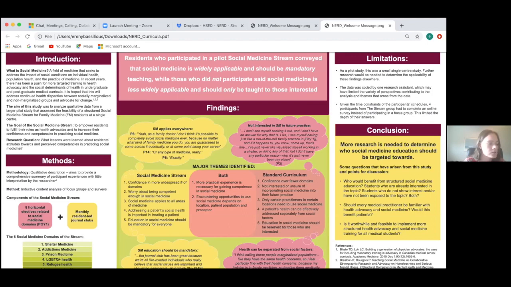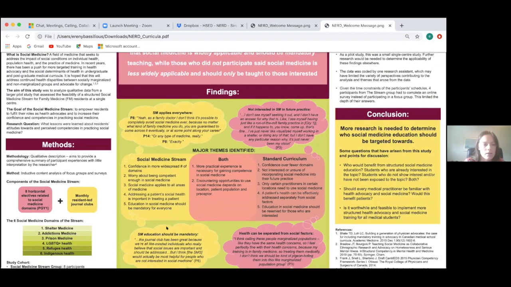But in conclusion, we saw from the findings that participants who chose to participate in the social medicine stream had very different attitudes and perceptions of social medicine than those who didn't. Which brings the question up of who social medicine education should be targeted towards. Everyone, those who are interested, or those who are not interested and perhaps haven't been exposed to the topic as much. So I've written some points for discussion below. For the sake of time, I won't read them out, but now I'd be happy to answer any questions.